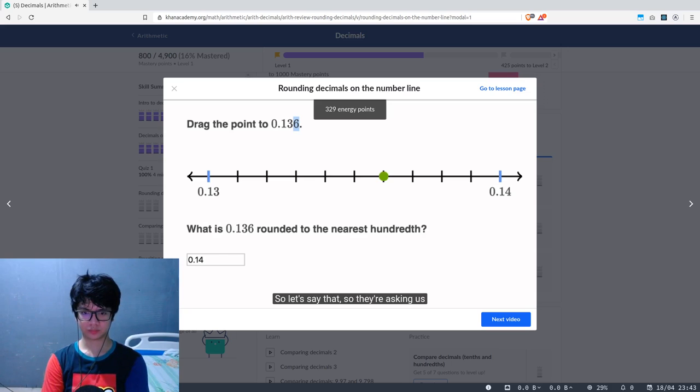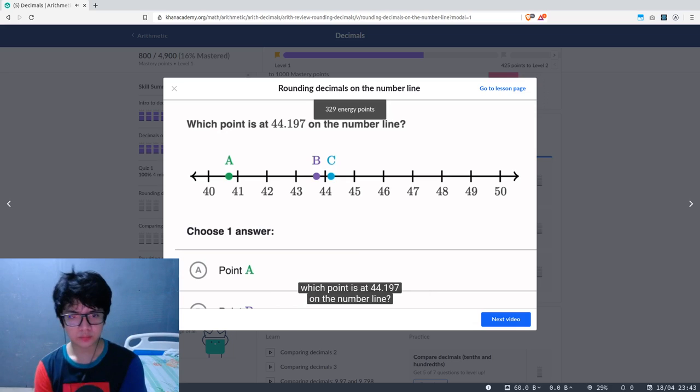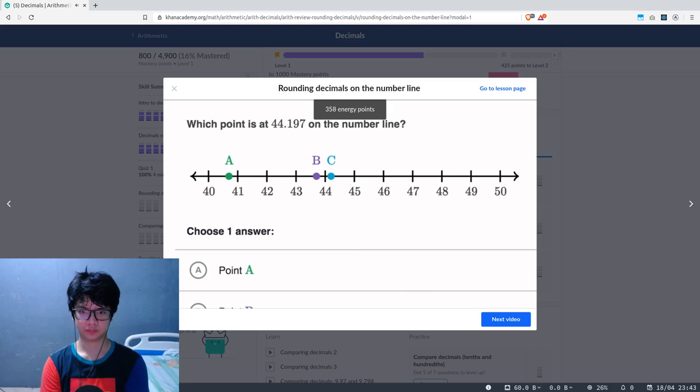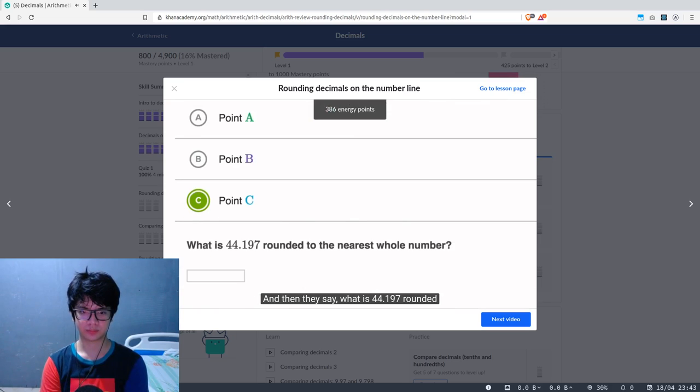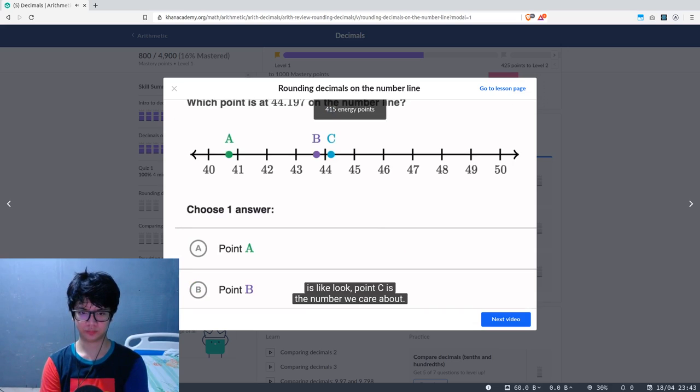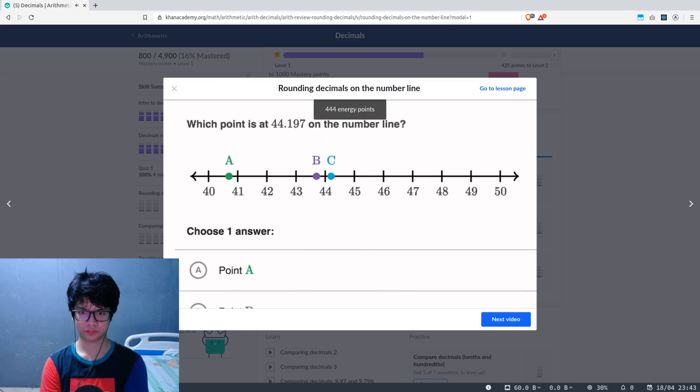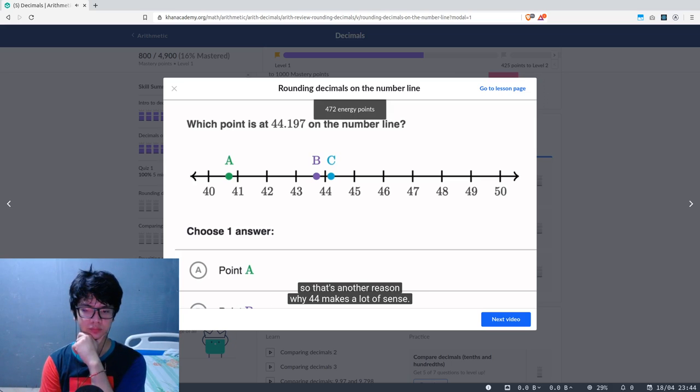So let's say they're asking us which point is at 44.197 on the number line. So let's see, that's going to be between 44 and 45, so it's right over here, 44.197, so that would be point C. And then they say, what is 44.197 rounded to the nearest whole number? Well, there's a couple of ways to think about it. You could just look at the tenths place and say, look, that's less than 5, so we round down to 44. Or a more intuitive way of thinking about it is, point C is the number we care about. That is 44.197. What's the closest whole number to it? Is it closer to 44 or is it closer to 45? Well, it's clearly closer to 44. And so that's another reason why 44 makes a lot of sense.